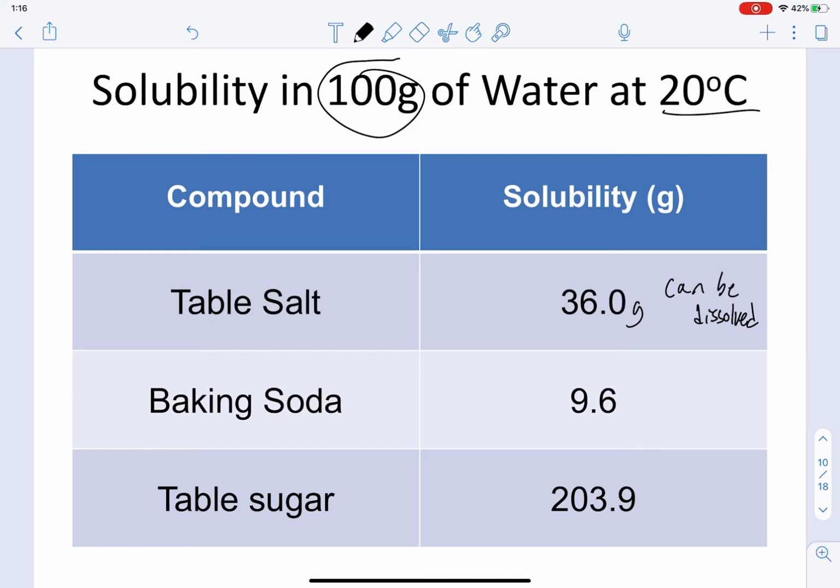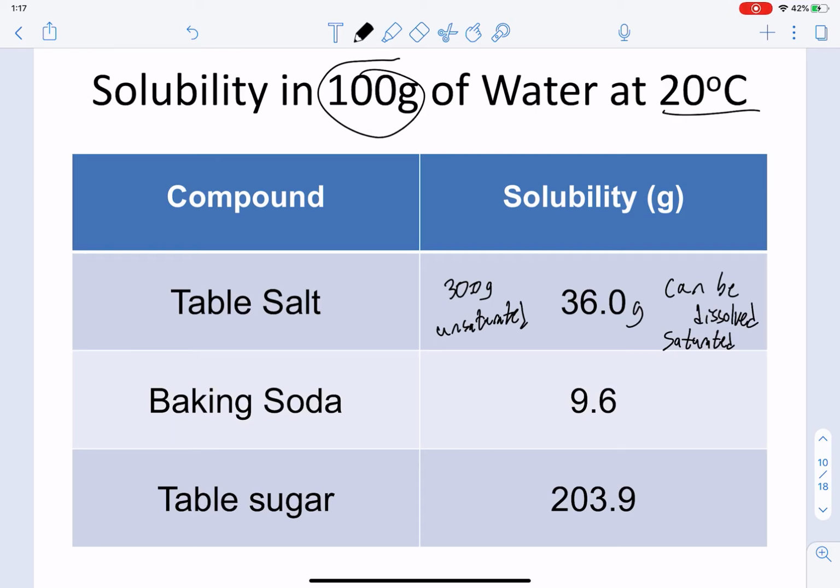And that would be a saturated solution, right? 28 desks, 28 students. In this case, we have 36 grams we can put in. We have 36 grams, that is saturated. But what if we put 30 grams of table salt in? That would be unsaturated, right? Because we still have more space for salt to dissolve in the water.